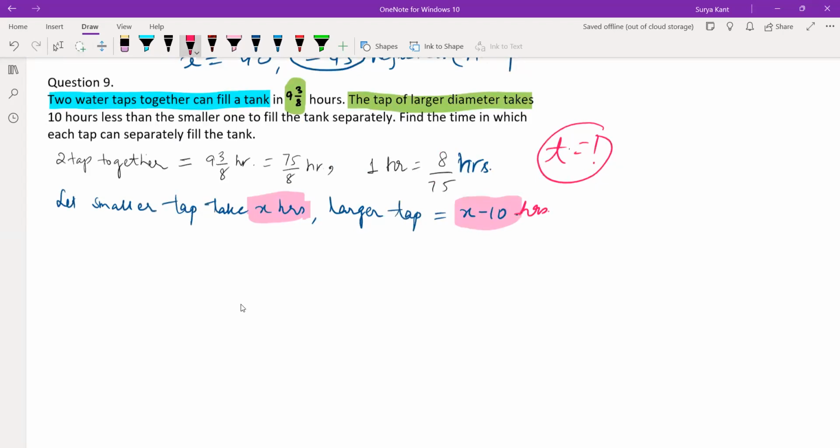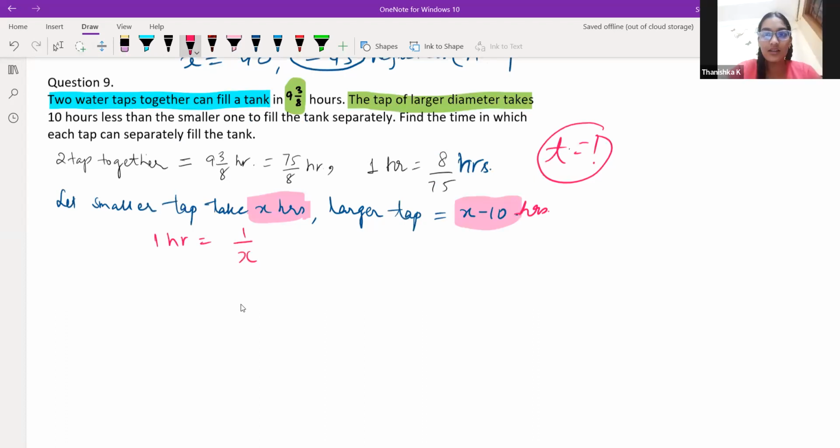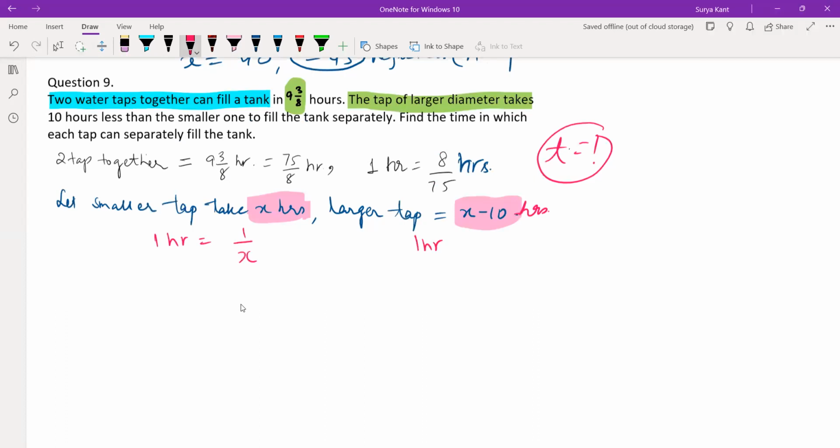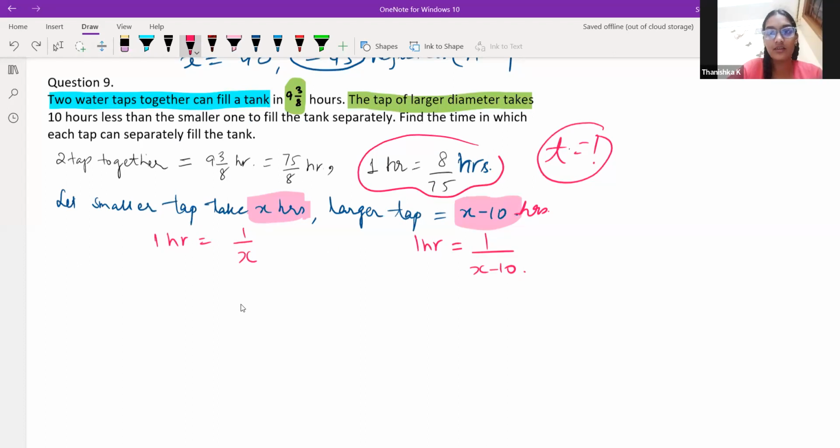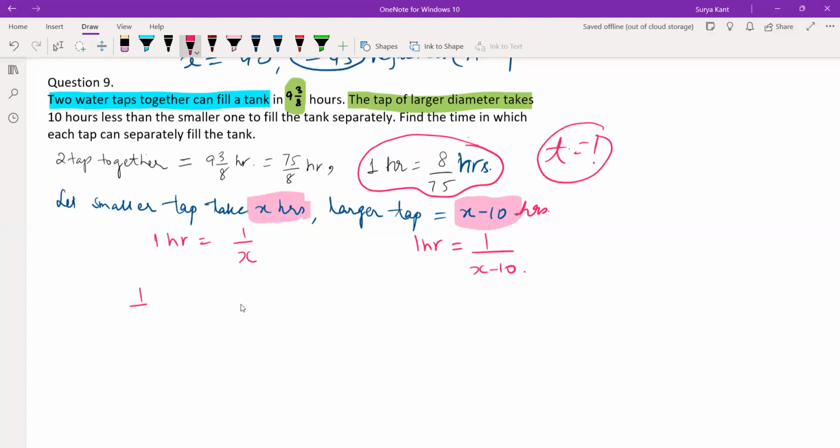A smaller tap takes x hours, a larger tap takes x minus 10 hours. So in 1 hour, how much will get finished? In 1 hour, the smaller tap fills 1 by x, and the larger tap will fill 1 by x minus 10. If I write plus, both together in 1 hour, how much can they finish? 8 by 75. This is for both the taps. So 1 by x plus 1 by x minus 10 is equal to 8 by 75.